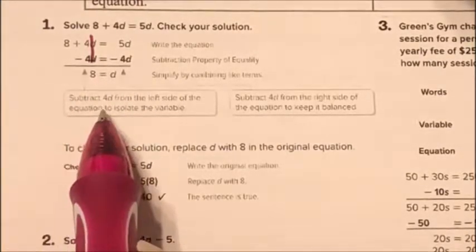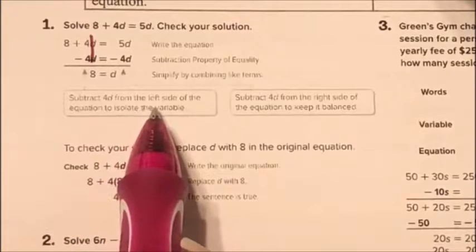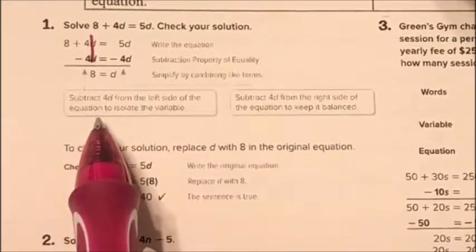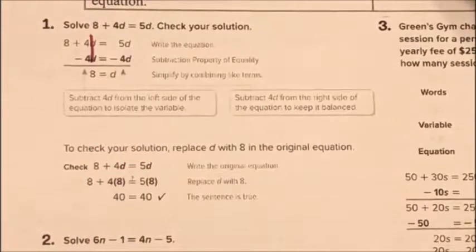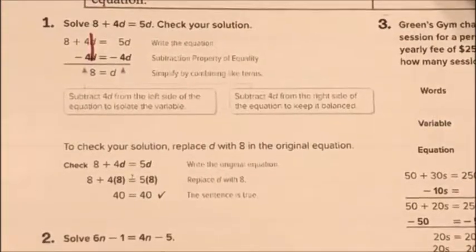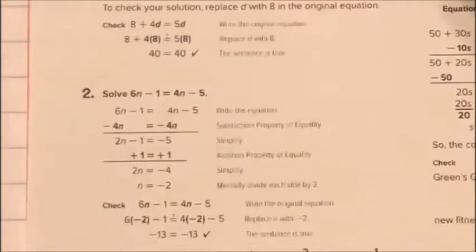Okay? Subtracting 4d from the left side of the equation, so I can isolate the variable, so I can get the variable by itself. Okay? And I have to do it to the other side of the equation in order to keep it balanced. All right, let's look at example number 2.